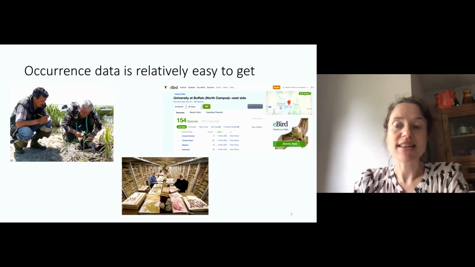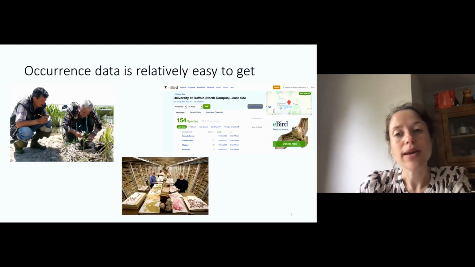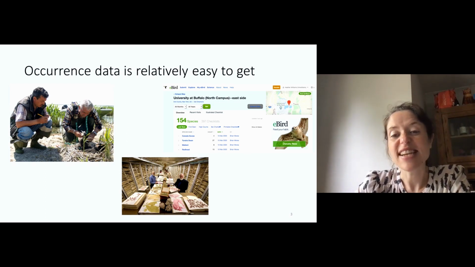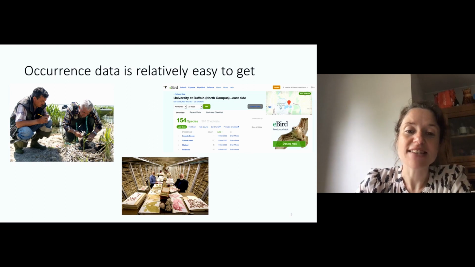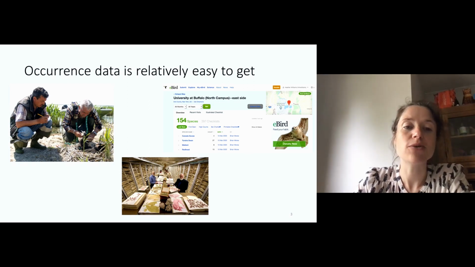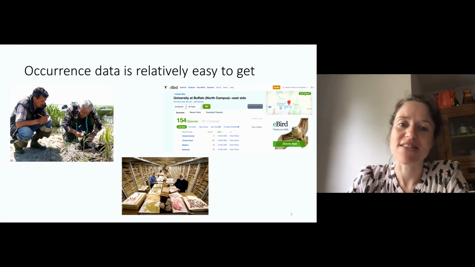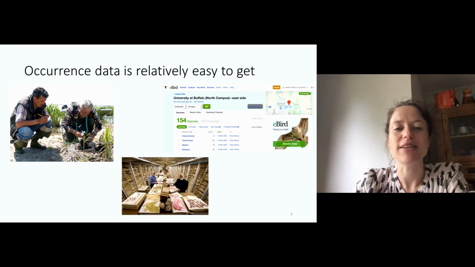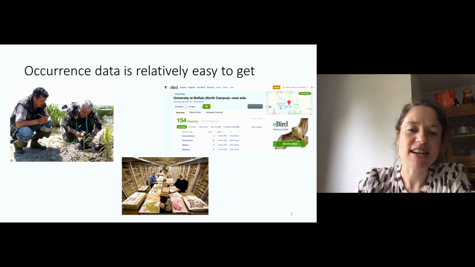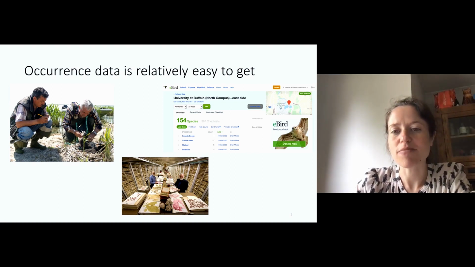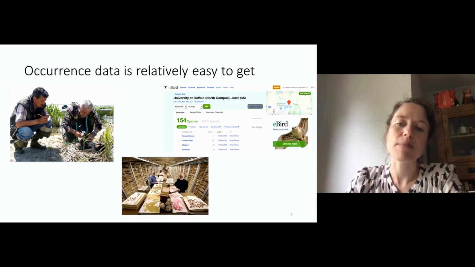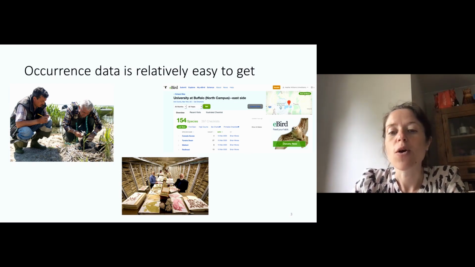Because that data is relatively hard to get, we often have to make do with occurrence data. Occurrence data is much easier to get because all you need to do is observe a species in the field one time, note down that location, and you've got a data point. So you can do this through surveys, through accessing museum records, or perhaps using citizen science databases where people note, like in eBird, when and where they saw certain species.